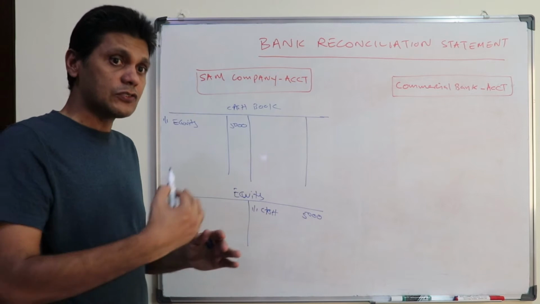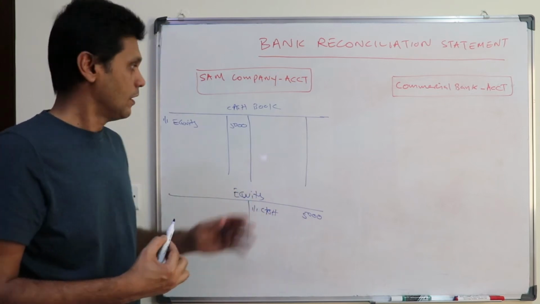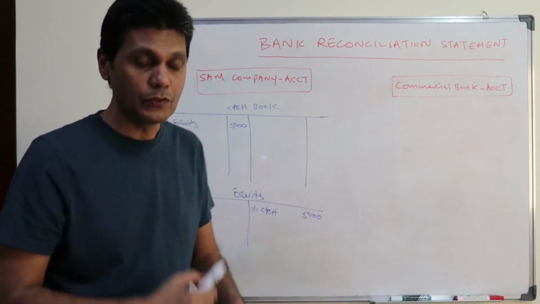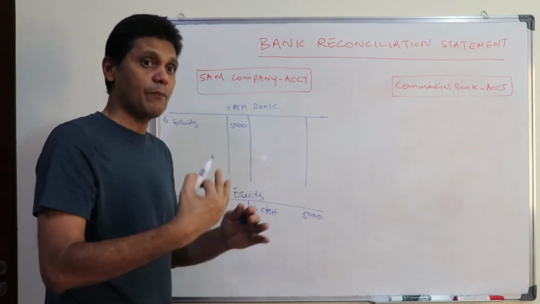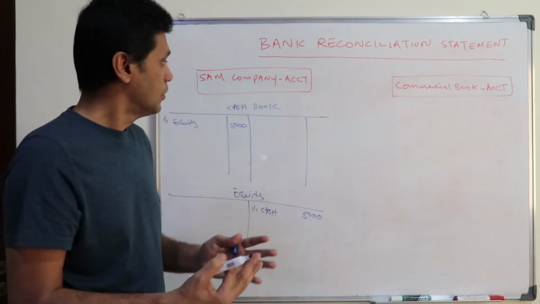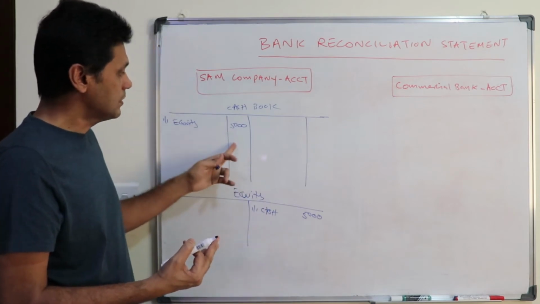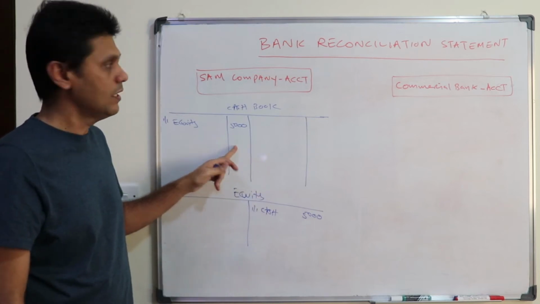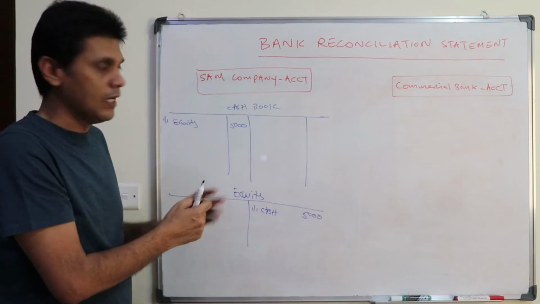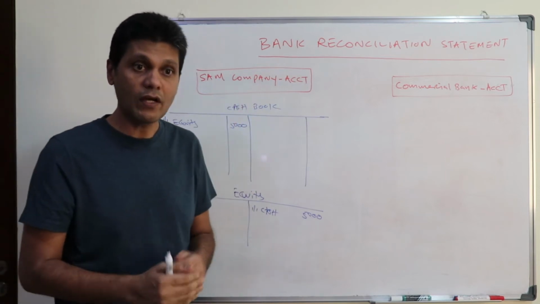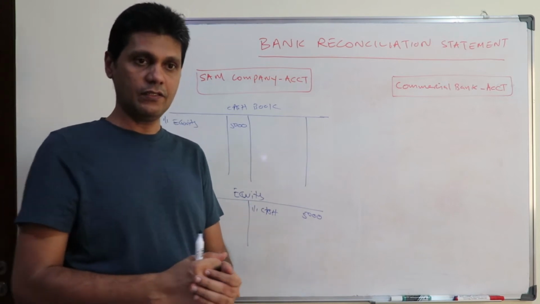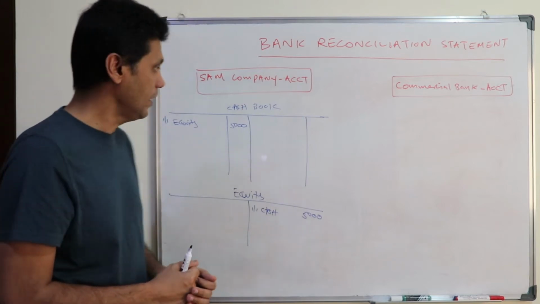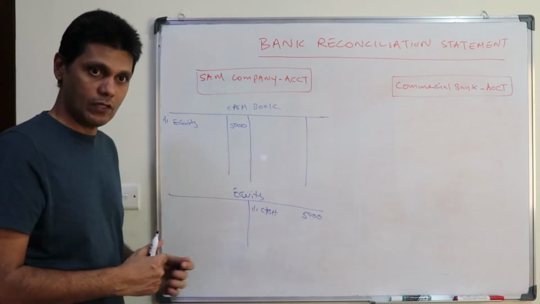Now the story continues like this. The owners decided to open an account with the bank to do transactions with the suppliers and the customers. So the owners decided to deposit 3,000 US dollars in the bank. From the point of view of Sam company, what will the accountant do, how will he record the transaction? He will credit cash and debit bank.